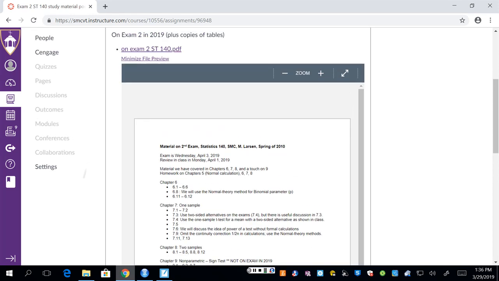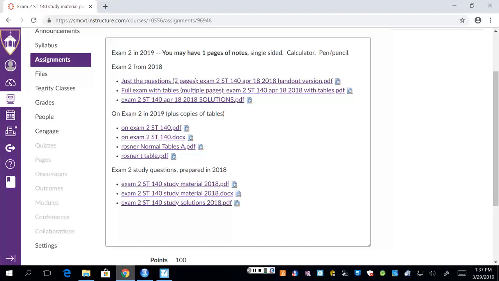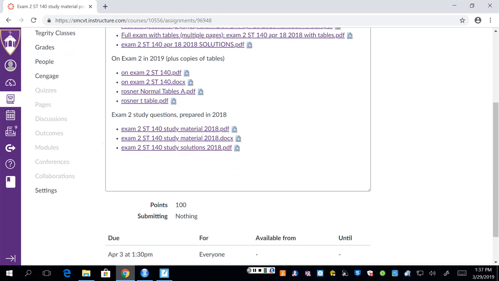The other thing that's on this, right? So this was the exam from 2018. This is the full exam with the tables as it's laid out, so it's a bunch of pages. You don't want to print a bunch of pages. You could print it, and you'd have that to work through. And then these are the solutions to that. And these are some different study questions that I prepared for the class last year. You get the benefit that you get another exam to look at as well.